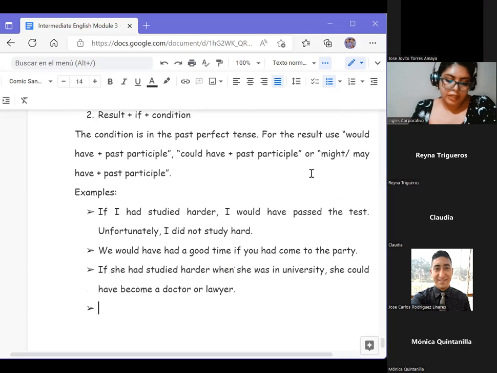Number four, they could have finished on time if you had helped them. Why didn't you help them? Hubieran terminado a tiempo si tú los hubieras ayudado. ¿Por qué no los ayudaste? That is another very, very true situation that we can see in a different context in classes or in the school, the university, even in the work. So this is a very true situation.